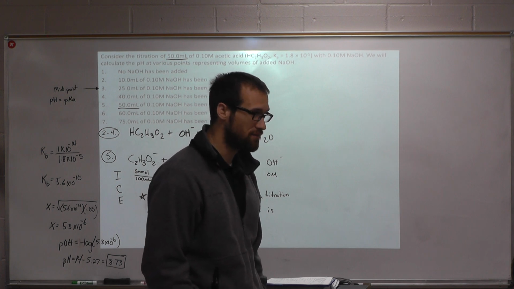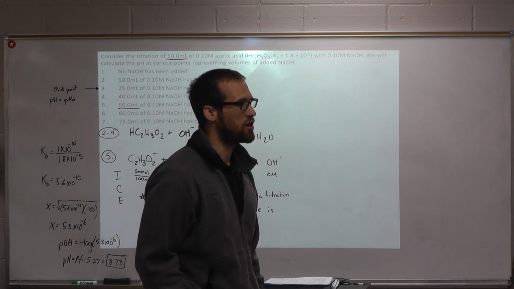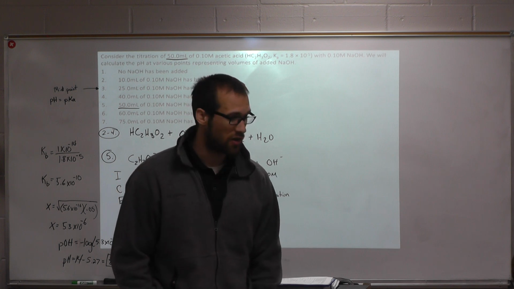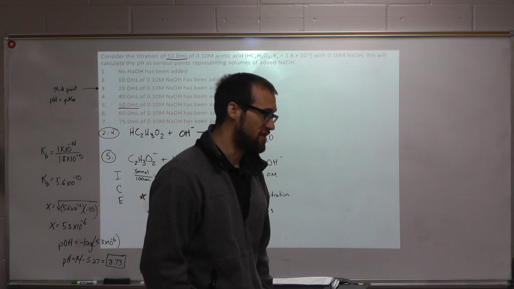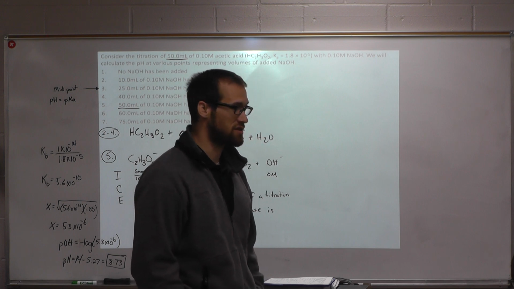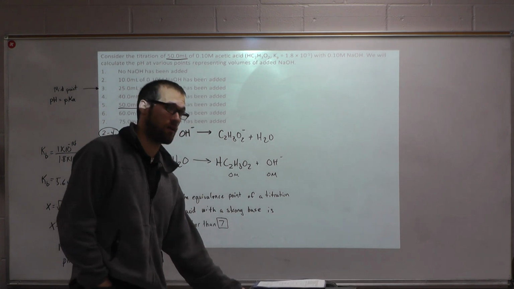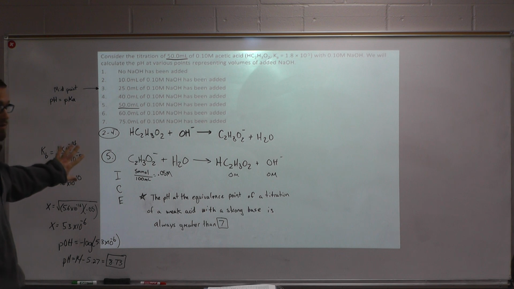Does that make sense? So what do you think will happen then at the equivalence point when we are doing a titration of a weak base? It will be less than 7. And when you do a neutralization or a titration of a strong acid with a strong base, the equivalence point will actually be 7, which we'll find out tomorrow. Okay? Questions on the equivalence point here?